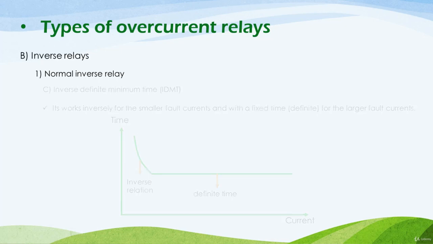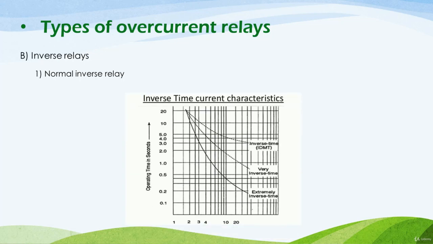And we can see the relation between the current and the time for the three types of the relays: the very inverse, the extremely inverse, and the inverse definite minimum time relay in that graph. As you see, this is the inverse definite time curve, and this is the very inverse type current time relation, and this is the extremely inverse graph. And we can note easily that the extremely inverse type is the steepest one, or it has the largest slope, which means the time decreases extremely when the fault current increases.